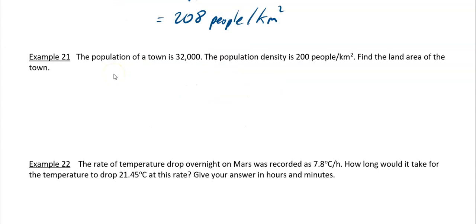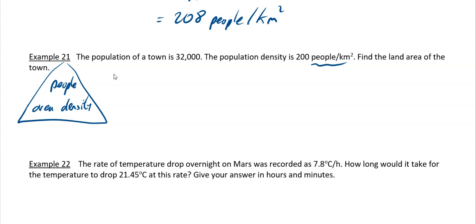Okay, example 21, we have got population of a town is 32,000. The population density is 200 people per kilometre squared. Find the area of land. So we're going to use this to find a wee memory triangle for us. Now it looks like you've got people on top being divided by area. So you're going to have, we'll just say people. And then we've got area. And we've got density. So that's our memory triangle in this case.